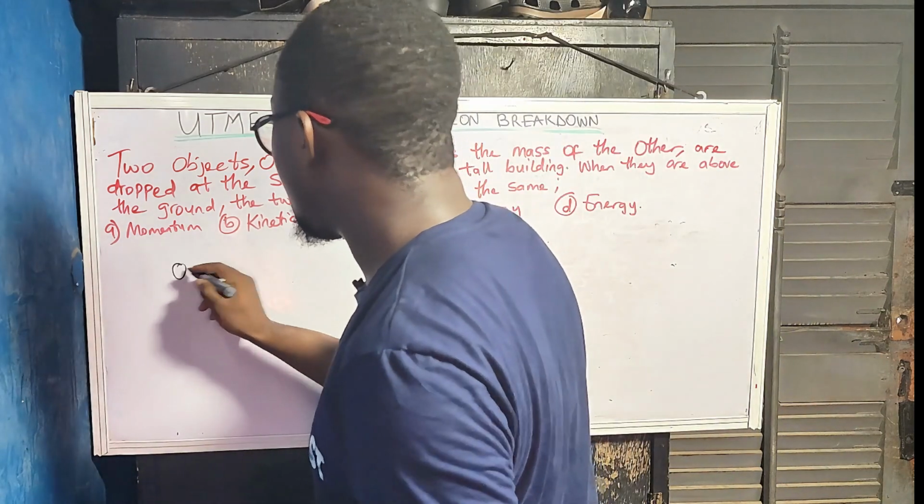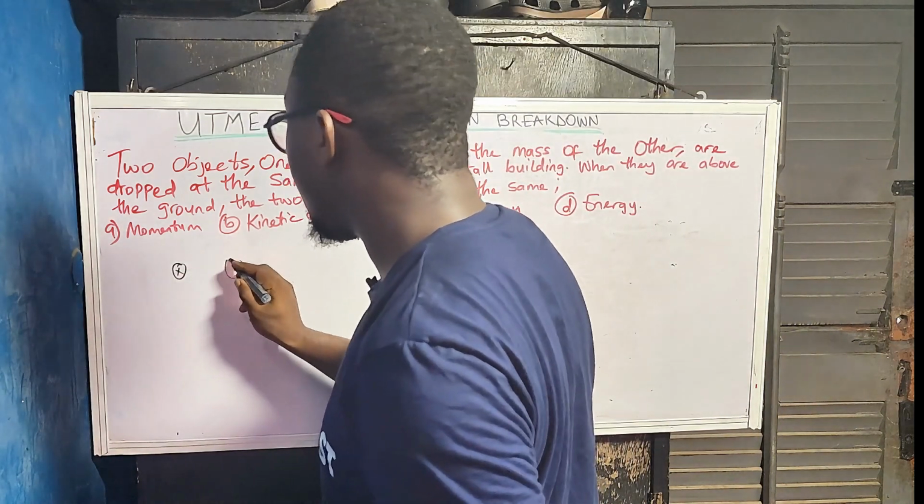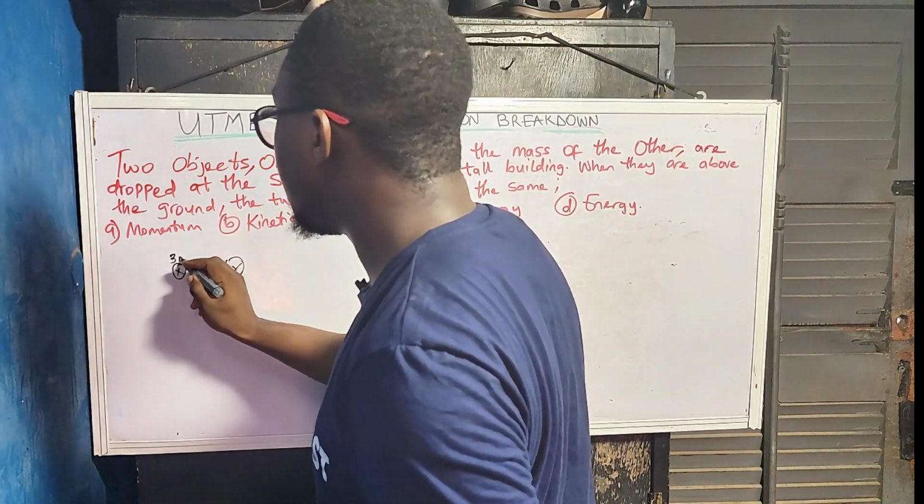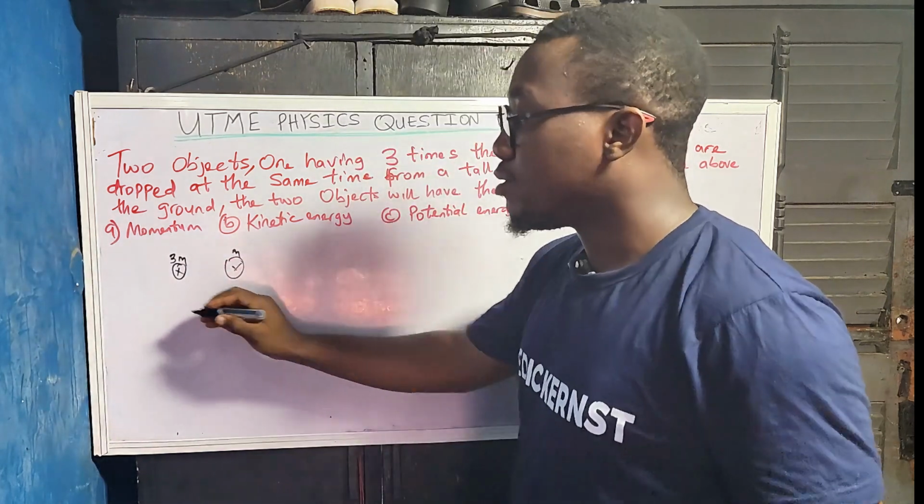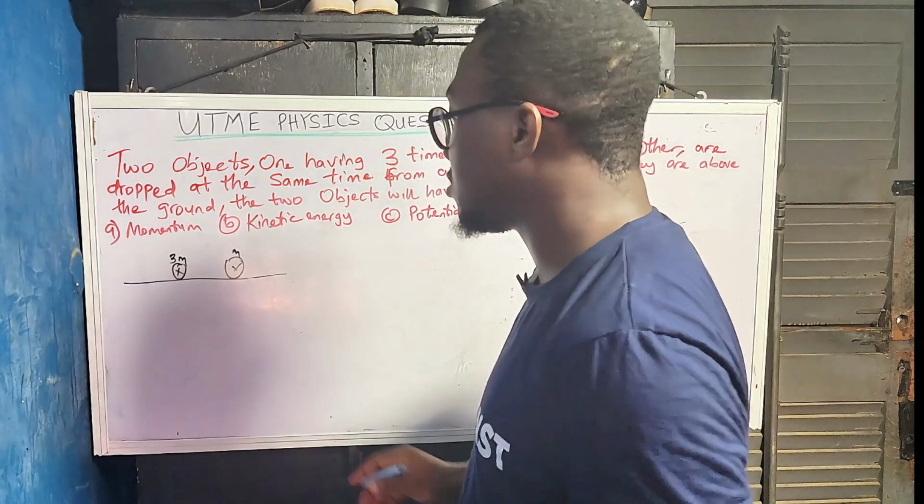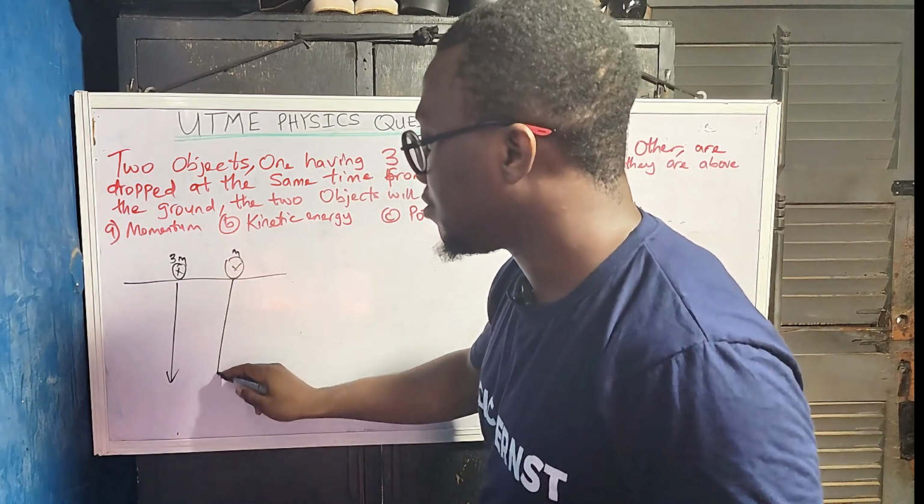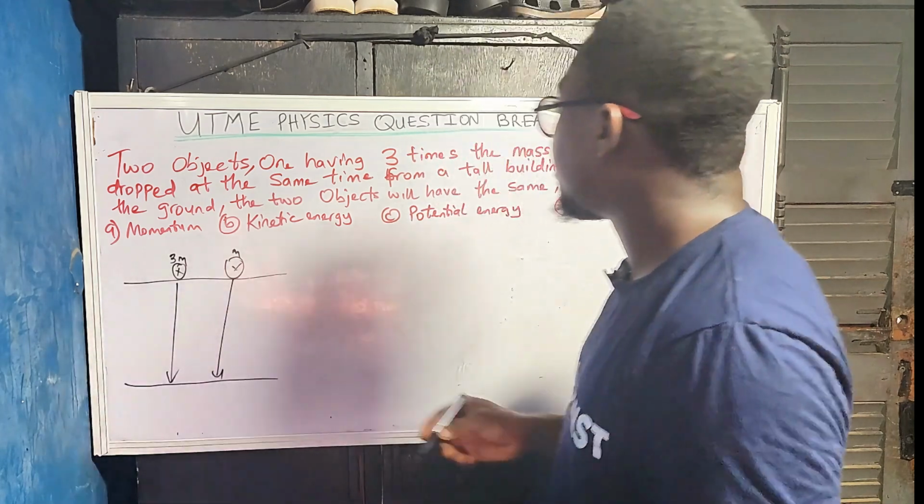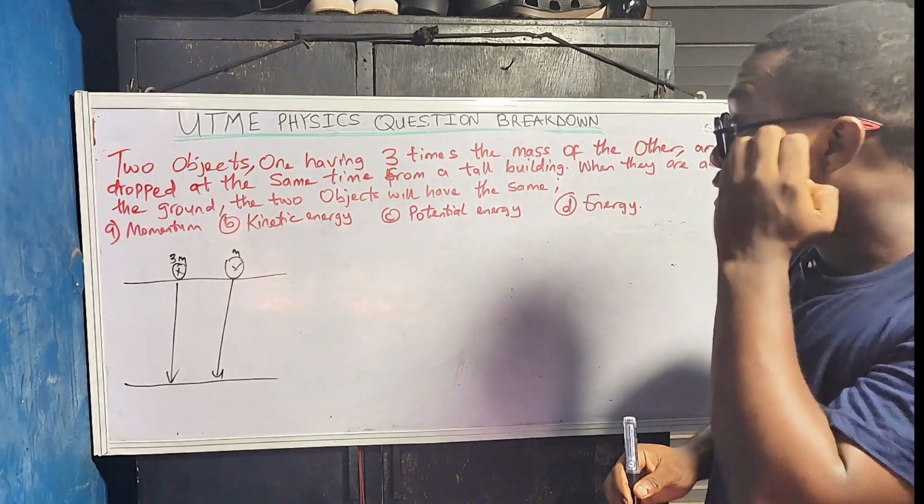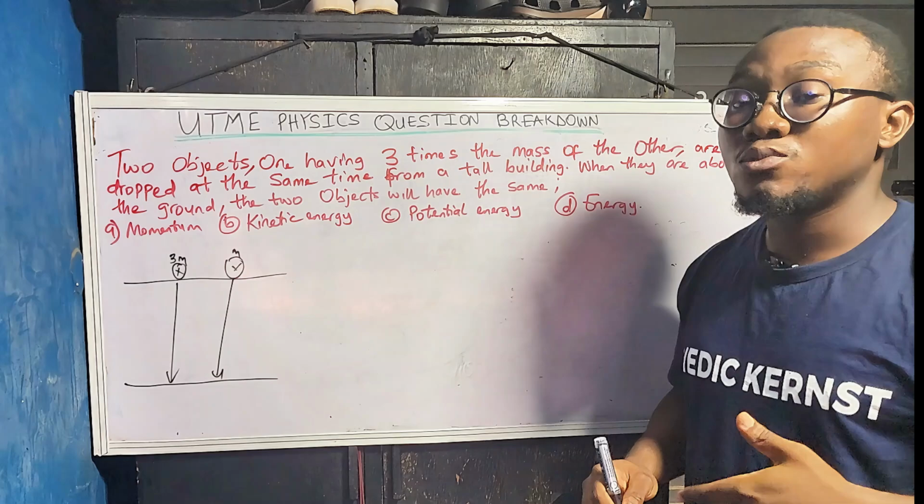So you have two bodies, let's say X and Y. This one having 3 times the mass of the other. Both of them are dropped from the top of a building. Now, they're not asking what parameters both of them will have in common.